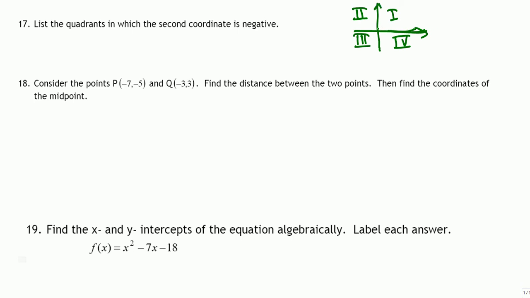So the first quadrant is positive, positive. Second quadrant is negative, positive. Third quadrant is negative, negative, so y will be negative. Fourth quadrant is positive, negative. We want the quadrants in which the second coordinate, that means y, is negative, so third and fourth, because y is negative here, so that means third and fourth.